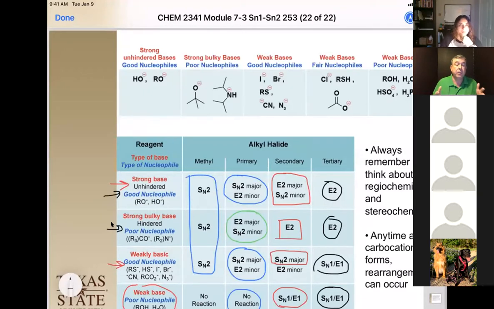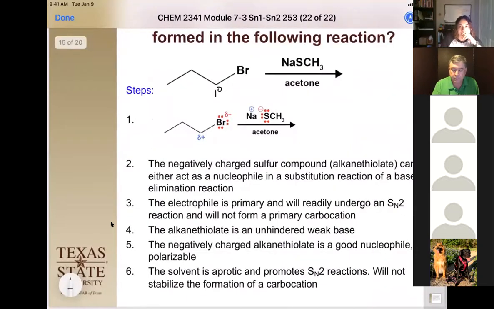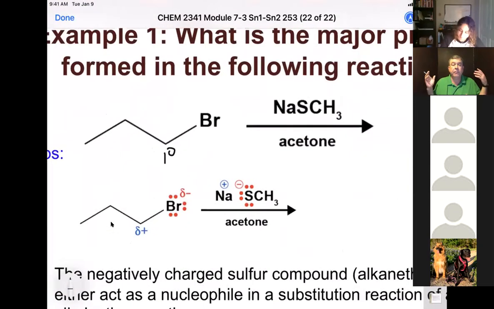If it's a strong, bulky base, we're going to get elimination reactions. But we have to do both of them to see what's going to happen. Okay, so we have a primary. So we have those available to us. We have a deprotonated sulfur right here. This is polarizable, and this is not a strong base.